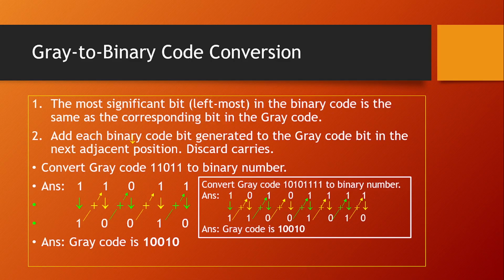XS means somewhat additional, additional 3. This code, which is known as XS3, is obtained by adding 3 to each decimal digit and converting the result to its 4-bit binary. That means we have to take a decimal digit, add 3 to it, obtain the sum, and that sum is converted into a 4-bit binary equivalent. It is again an unweighted code.